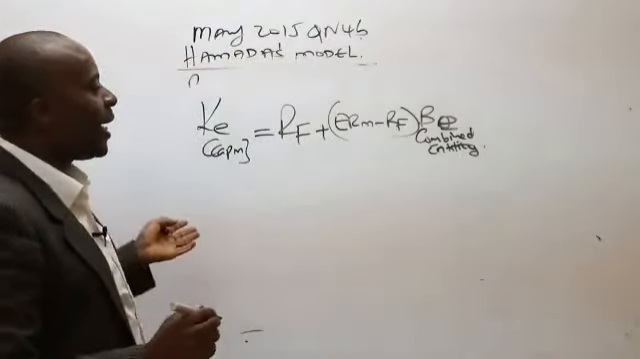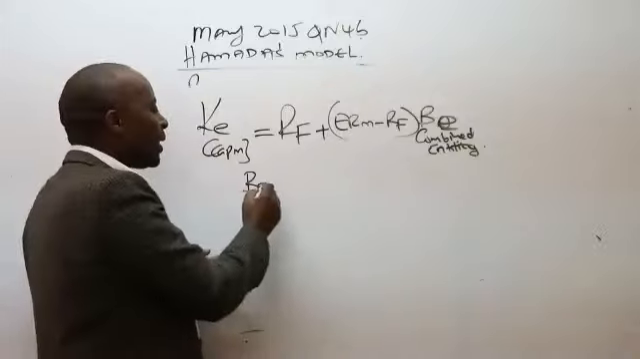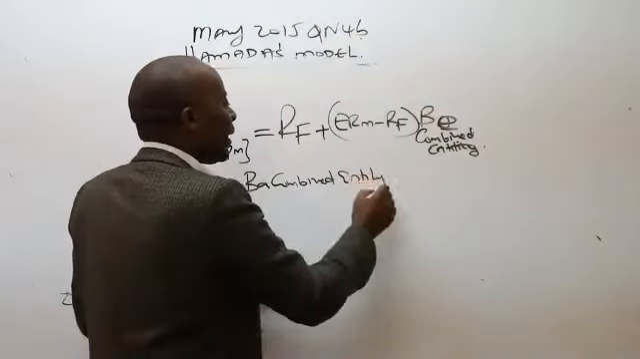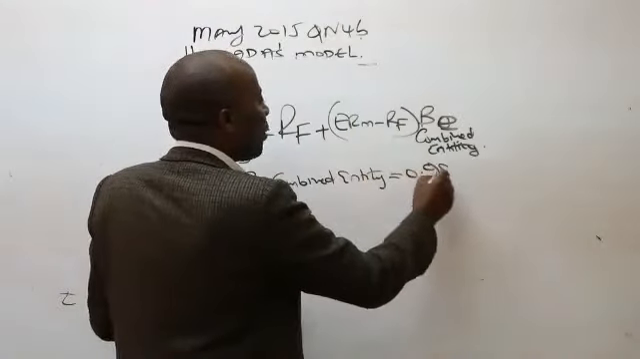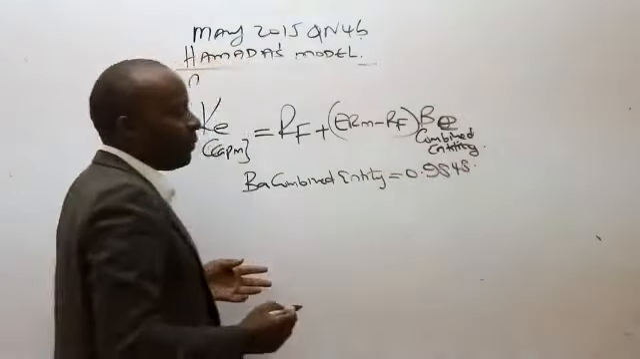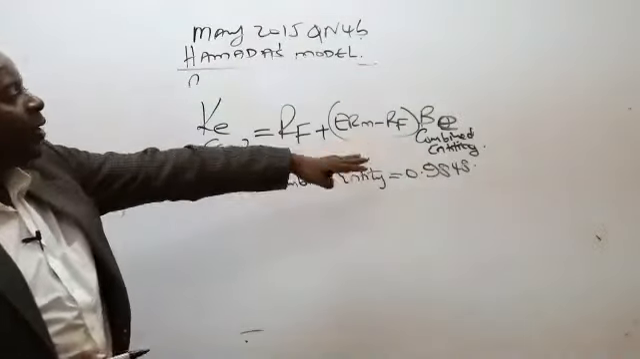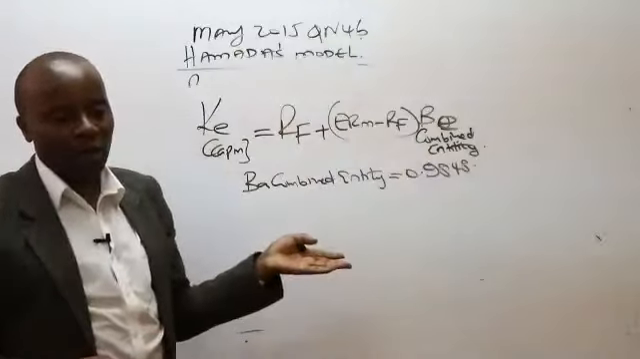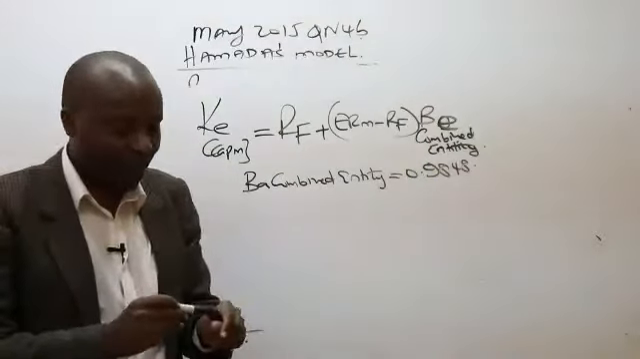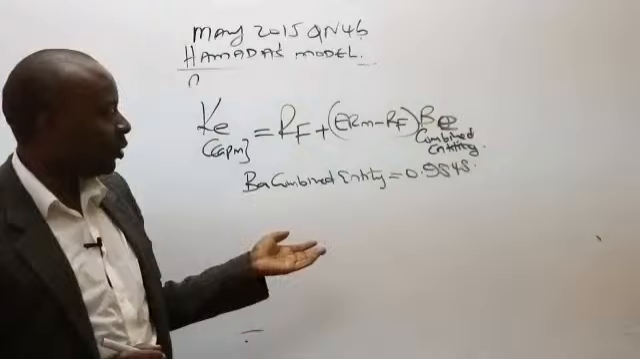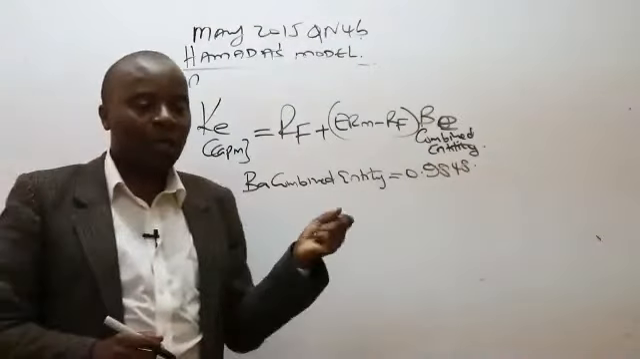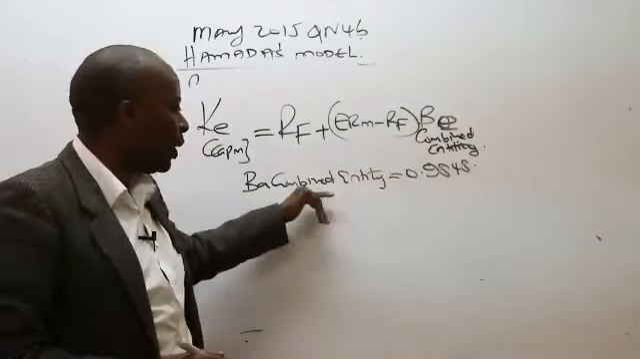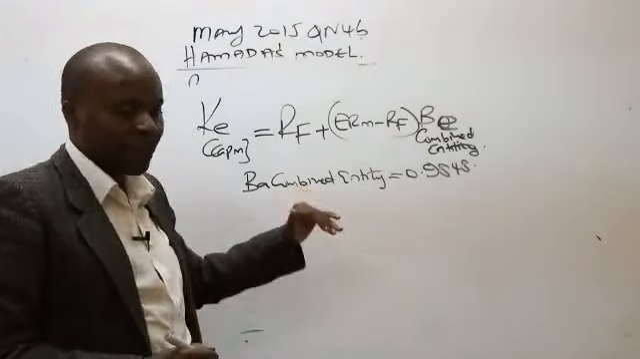What I happen to have is beta assets of the combined entity, which is 0.9848. But they want me to give them beta equity of the combined entity. So what should I do now? Should I cry because I seemingly can't get it? What should I do to be able to get beta equity of the combined entity from this beta assets?